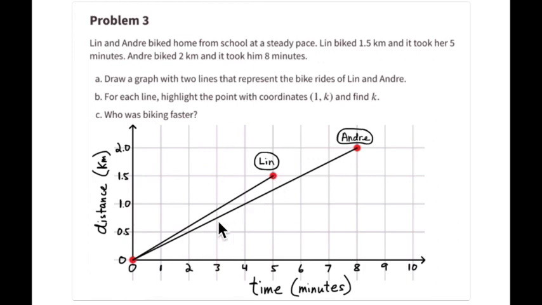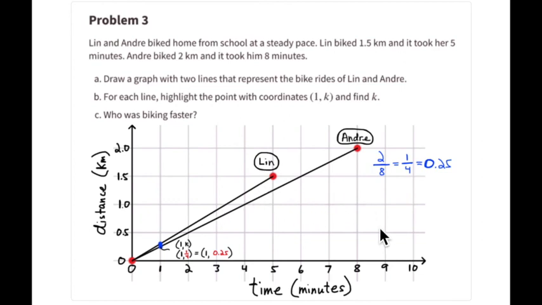Now this slant, Lynn's line is slanted slightly steeper, a little bit more of a slant than Andre's, so she is actually biking faster. We're going to find out that the more the slant is, if you graph distance per time, that means the faster she's moving.